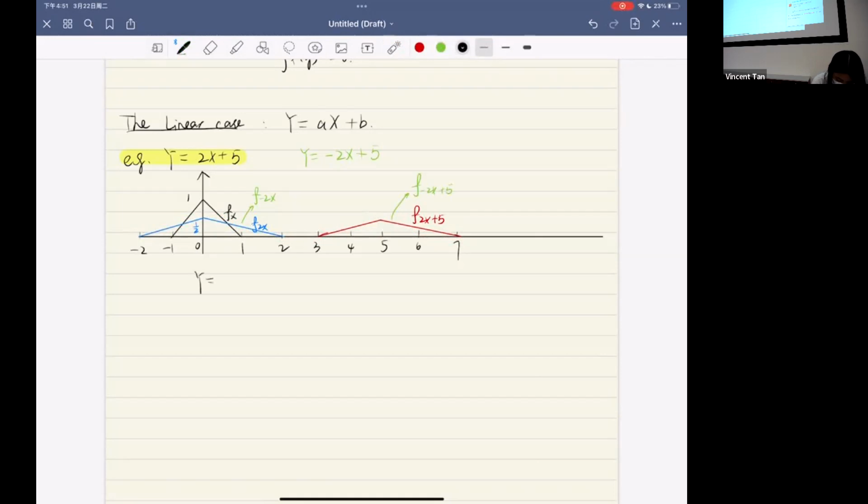So let's write it as the expression. For y equal to 2x plus 5, we can see that fy, the PDF of y, is equal to f of x, replacing x by y minus 5 over 2. So we have a 1 over 2 in the front because we can see that this is 1 over 2, but this is 1. And we want to ensure that this area has the same area as this one.